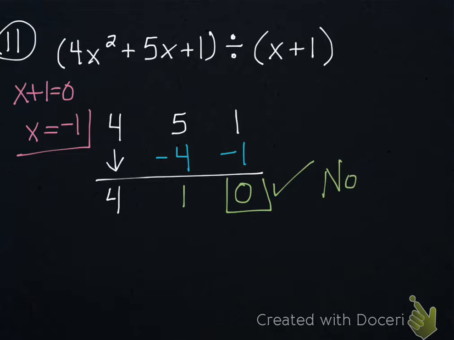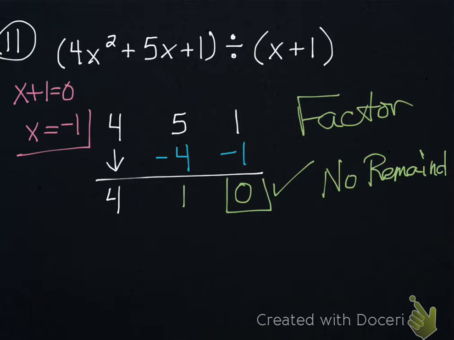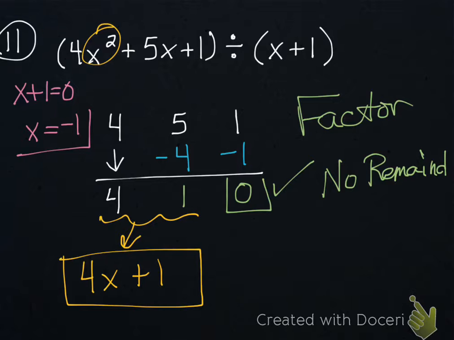No remainder. Guess what that means? Yep, we have a factor. This is awesome. What is the factor? Well, we started with x squared, so my coefficients, I need to put my x's in there. We would have 4x plus 1. That is my quotient, and it is a factor of the trinomial 4x squared plus 5x plus 1.